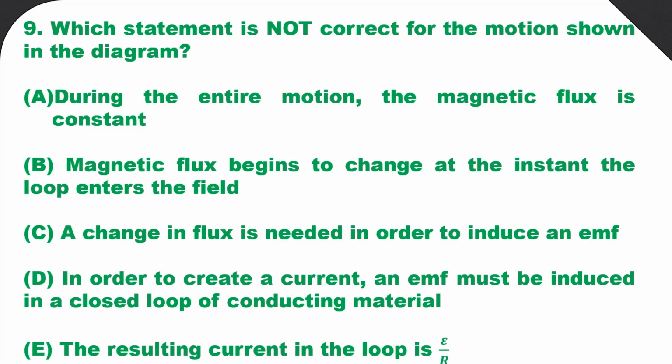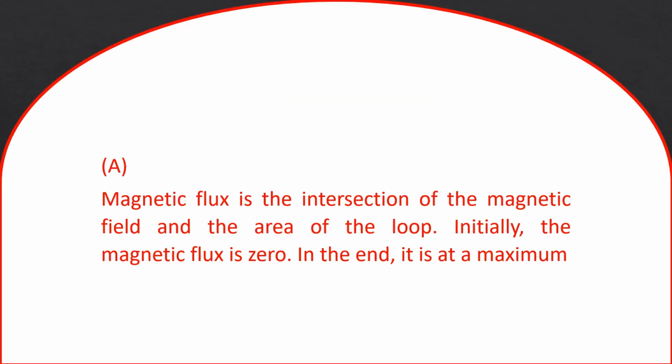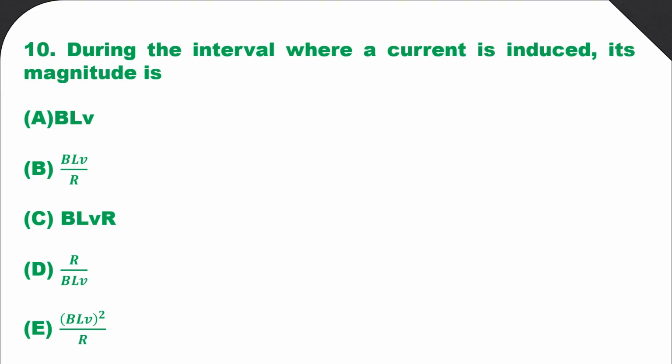So the keywords here are loop, entering a uniform magnetic field. Now you need to understand that magnetic flux is the product of the magnetic field and the area of the loop. Initially, this magnetic flux was zero, but at the end, it reaches a maximum value. So option A is the correct answer. Now the last question, question 10. During the interval where a current is induced, its magnitude is... so what happens to the magnitude? The keywords here are loop, entering a uniform magnetic field, current is induced.